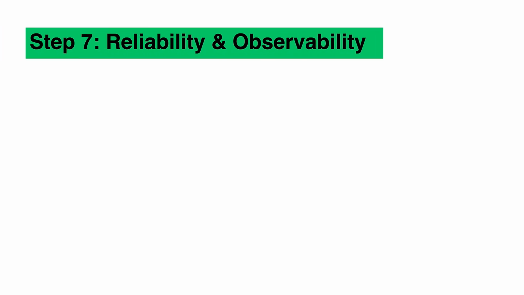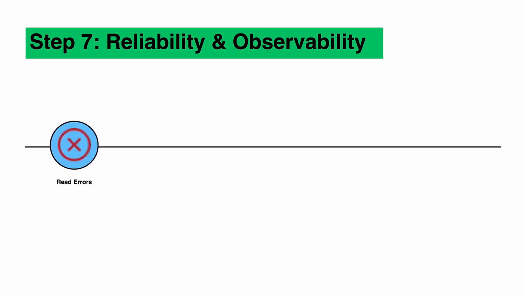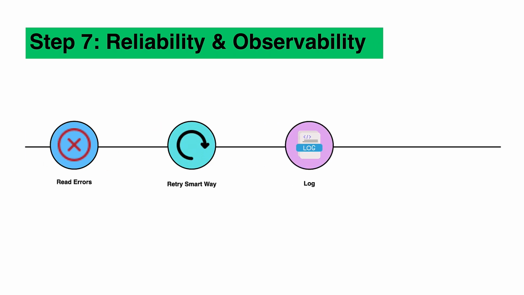Then the next step is reliability and observability. So here we read errors without panicking and retry the smart way using exponential backoff, and fix context length issues by trimming or chunking the prompts, and write structured logs and traces. And here we need to protect the user data. So we need to keep secrets out of the logs and keep auditing the logs to see who accessed what.